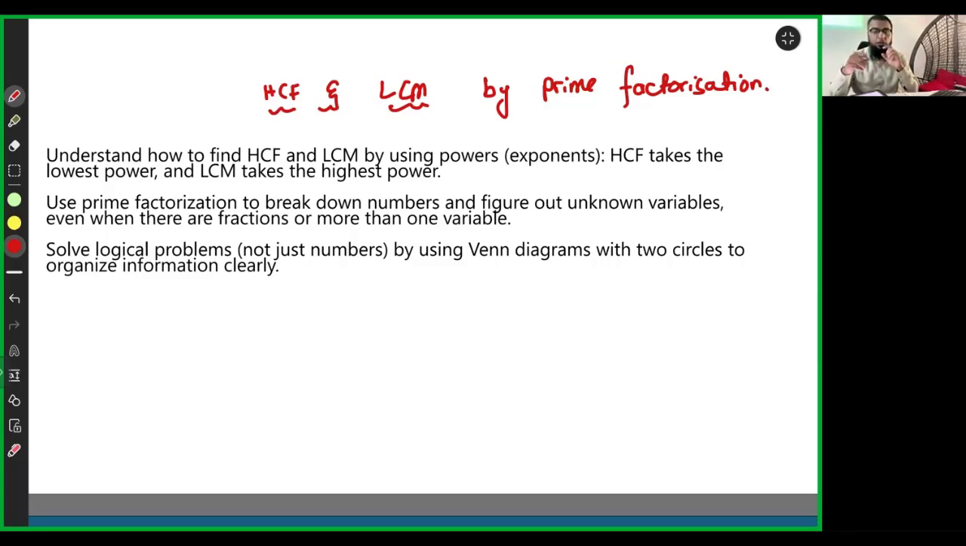Got it? So first, we need to understand how to find LCMs and HCFs. That was our last lecture where we were going to revise this stuff. That's why we're having: understand how to find HCFs and LCMs by using powers, exponents, and that is like the prime factors thing. And use prime factorization to break down numbers and figure out unknown variables. These are important things. And then solve the logical problems. Well, okay.